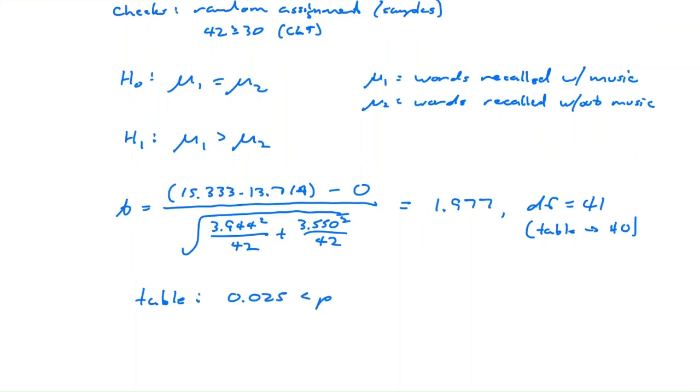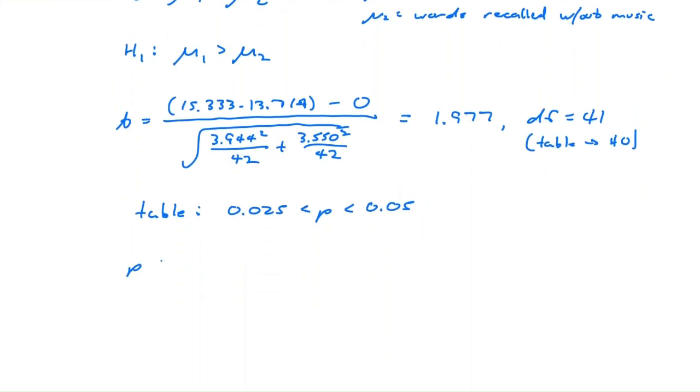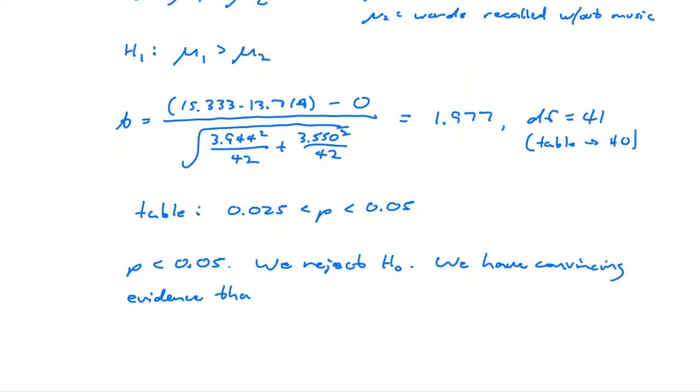you would find that p is, again, like our last example, between 2.5% and 5%. So p is less than 5%, our significance level. And so again, we reject the null. We have convincing evidence that listening to music increases memory.